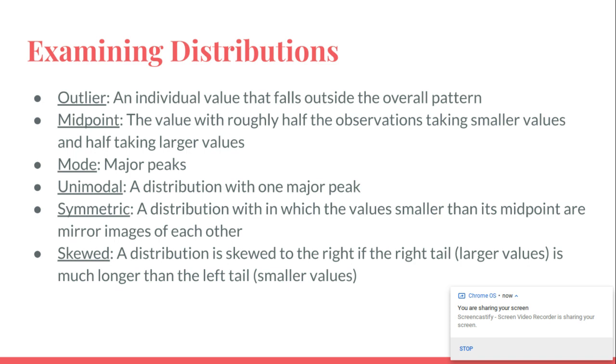In Chapter 1, there are important terms for examining distributions. First off is outlier, which is a value falling outside the overall pattern. Midpoint has roughly half the observations with smaller values and half larger. Modes are the major peaks. Unimodal is a distribution with one major peak. Symmetric is when the values smaller and larger than the midpoint are mirror images. And skewed to the right means the right tail is longer than the left tail, which holds the smaller values.